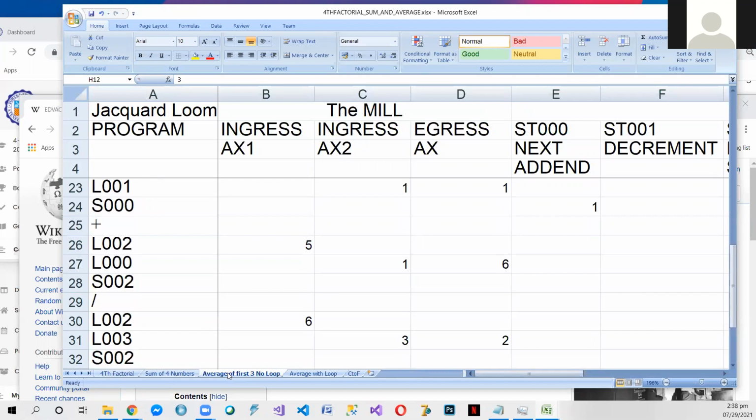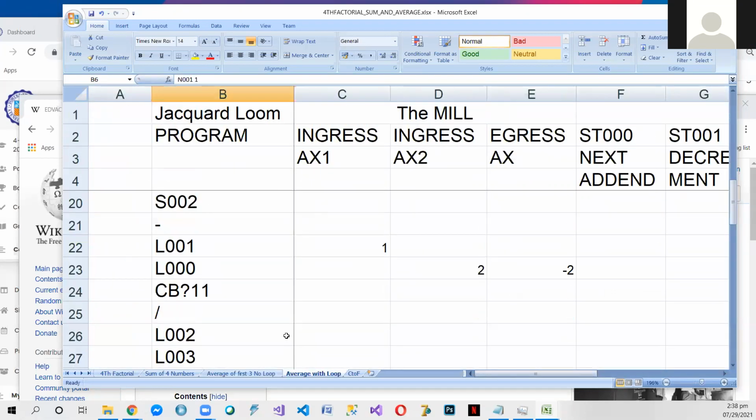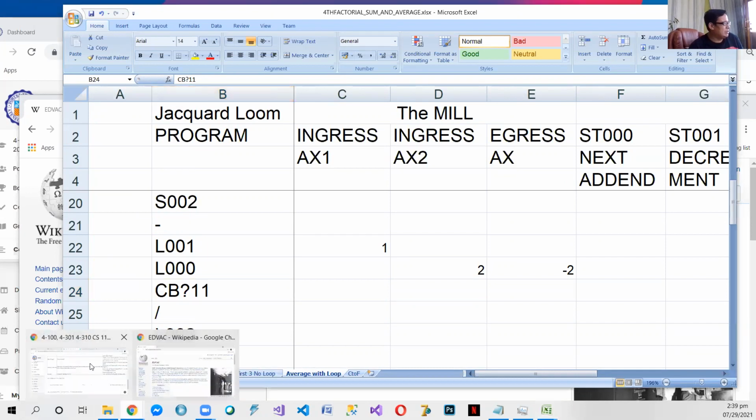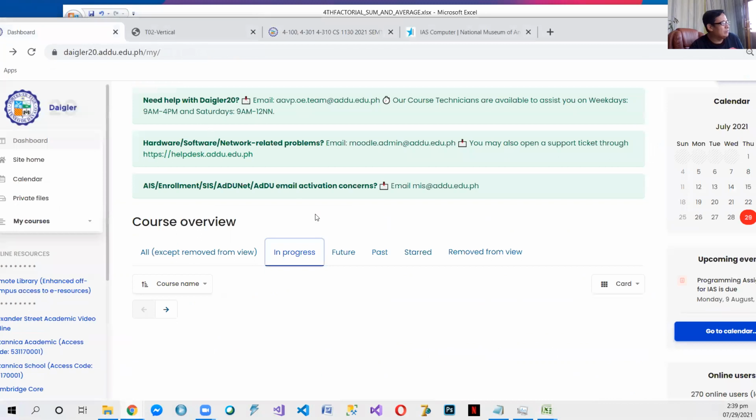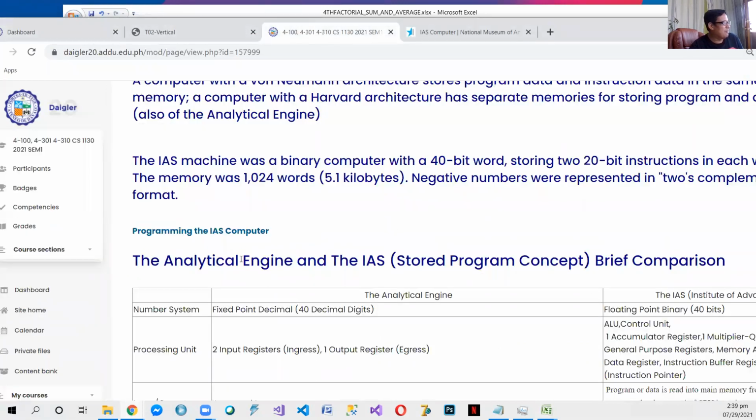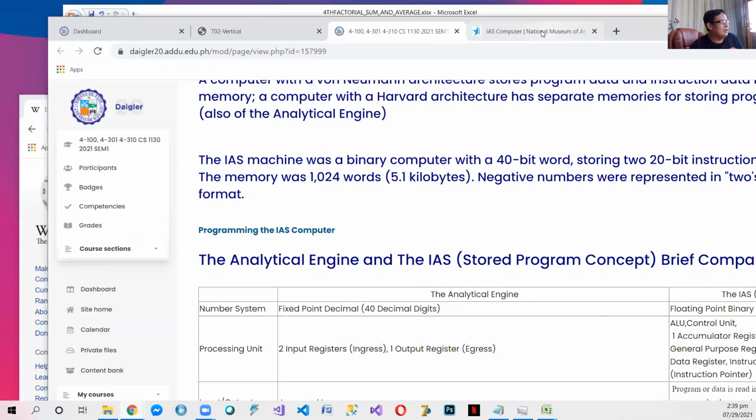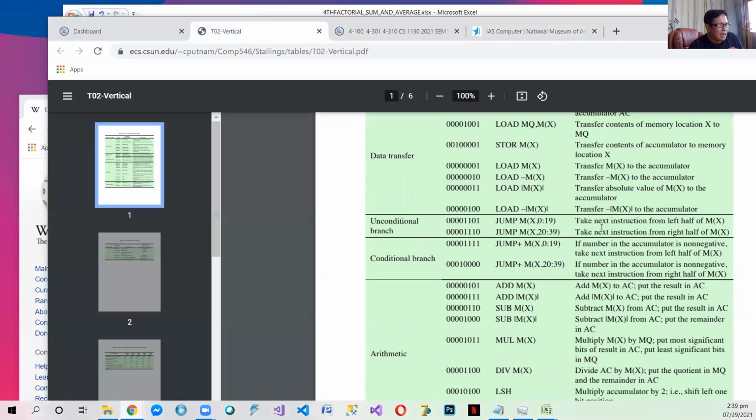But we have a problem because a CF and a CB, do you follow? A CB is not an exact equivalent of a jump plus. Okay, let's look at the documentation so we can find this out. Ito yung main difference nila eh. Okay, a jump plus will only jump if the accumulator is non-negative. Okay, that's the main problem.